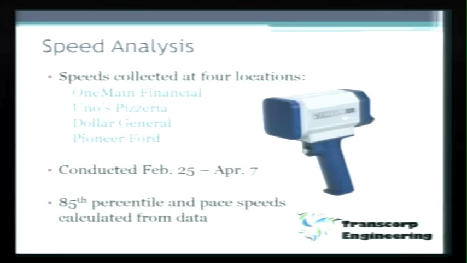These studies were conducted between February 25th and April 7th. And from the data that we collected, we determined the 85th percentile and pace speeds. The 85th percentile speed is the speed at which 85% of all traffic travels at or below. And the pace speed is a 10-mile-an-hour range that encompasses the most frequently traveled speeds.